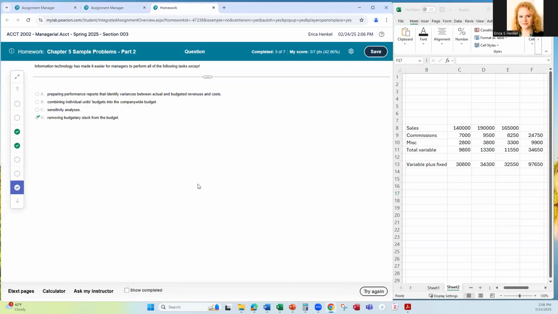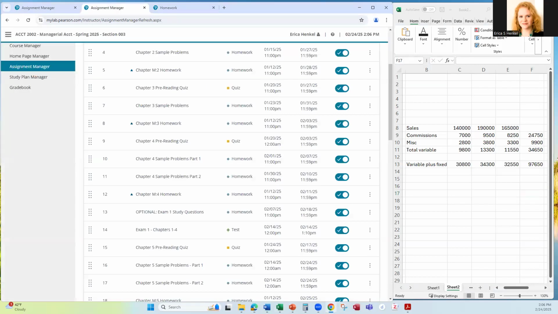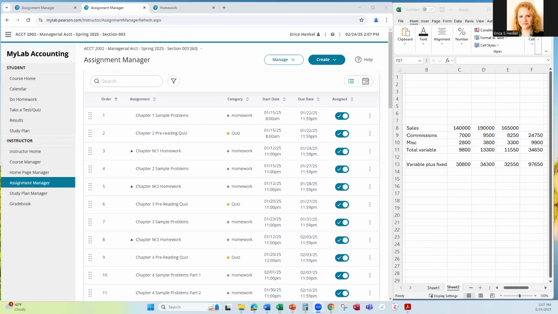Okay, let me just go back here and double check the problems that I have assigned here. One second. Yeah, since we did cash budget examples on the sample problems part 1, I'm not going to do that one. One last problem should appear for you, but that one is out there for you in case you want to get more practice on cash budgeting.